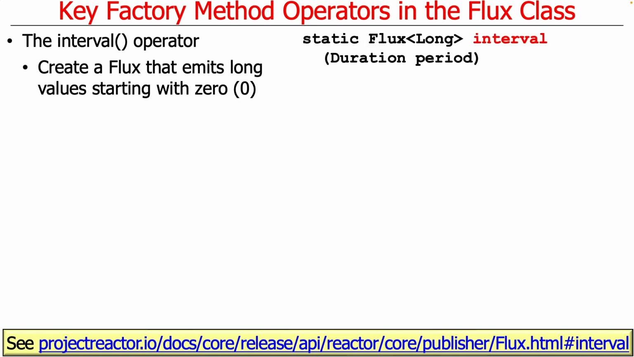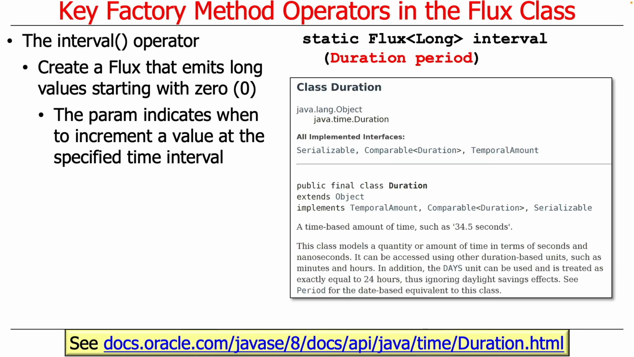All right, so that's create. Let's now talk about interval. Interval is an operator that will create a flux that will emit long values starting with the value 0. And you can give it a period that says how long interval should wait before it generates the next value. So you can say every second generate a value from 0 to infinity.